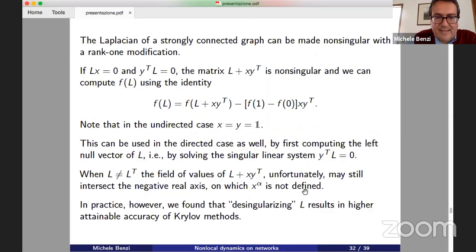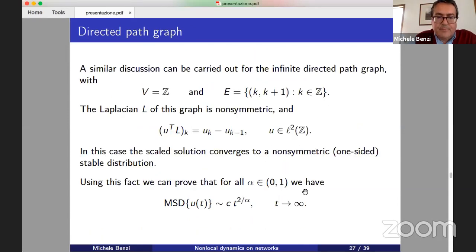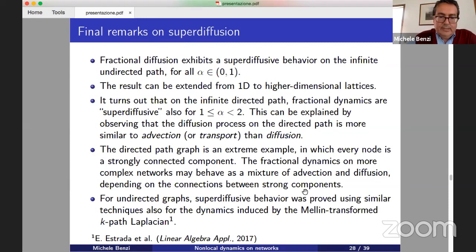This is one of the things that I skipped when discussing diffusion, superdiffusion. So we looked at the undirected path graph, and for the purpose of analysis, it helps to look at the infinite case. And we were able to prove in this case that the dynamic is superdiffusive. What's interesting is even the standard, non-fractional diffusion is superdiffusive in this case. This seemed to be a little surprising. Of course, the diffusion here is one-sided because the particle can only move in one direction.